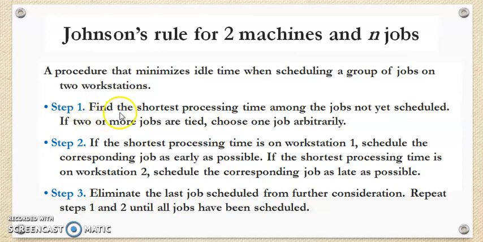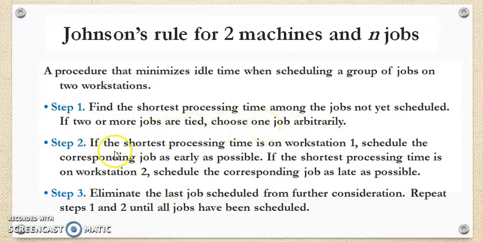In the first step, we find the shortest processing time among all the jobs not yet scheduled. That means out of the jobs, we find the job which has the shortest processing time, and then we sequence that job first. If two or more jobs are tied, we choose any one job arbitrarily, randomly. That means in case of a tie, we select a job randomly for sequencing.